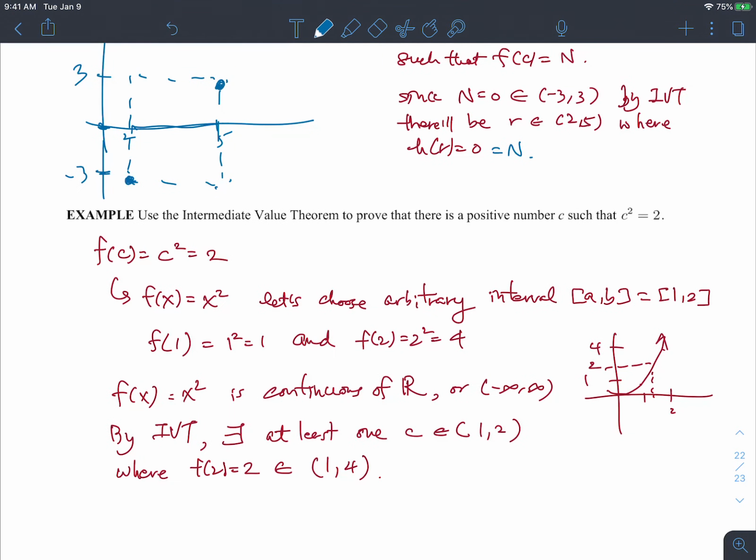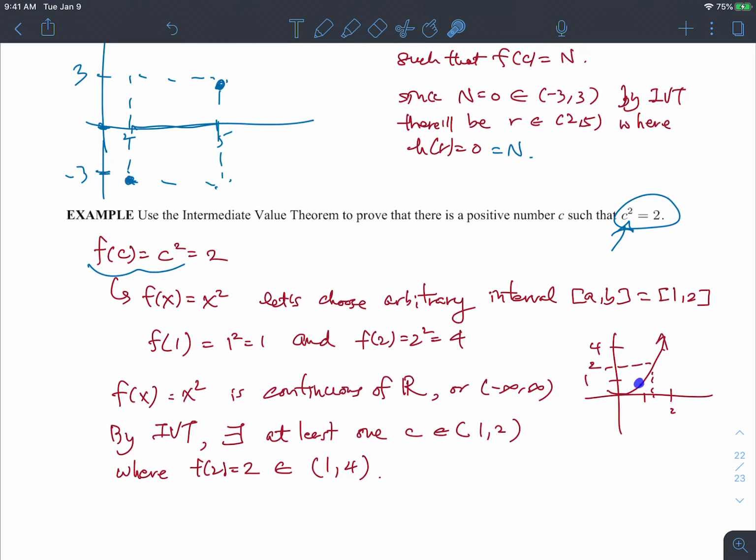And the last one is a little tricky, actually. So you have to sort of create a situation to say that c squared is 2, that is some sort of a function, right? So f of c is equal to 0. More generally speaking, we talk about f of x equal to x squared. So we could choose any arbitrary interval. Let's choose 1 and 2, because we want it to work. So f of 1 is 1, f of 2 is 4.